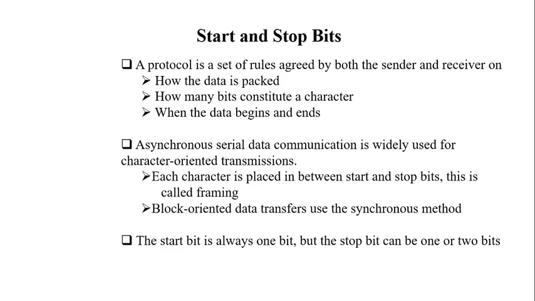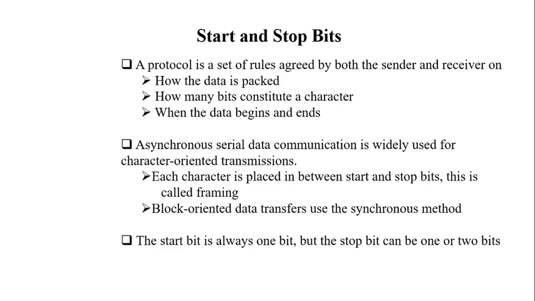A protocol is a set of rules agreed by both the sender and receiver on how the data is packed, how many bits constitute a character, and when the data begins and ends. So the transmitter and receiver will recognize that data is being transmitted and received. Asynchronous serial data communication is widely used for character-oriented transmission, that is, a single byte gets transmitted. Each character is placed between a start and stop bit. This is called framing. Block-oriented data transfer uses the synchronous method. The start bit is always 1 bit, but the stop bit can be 1 or 2 bits.